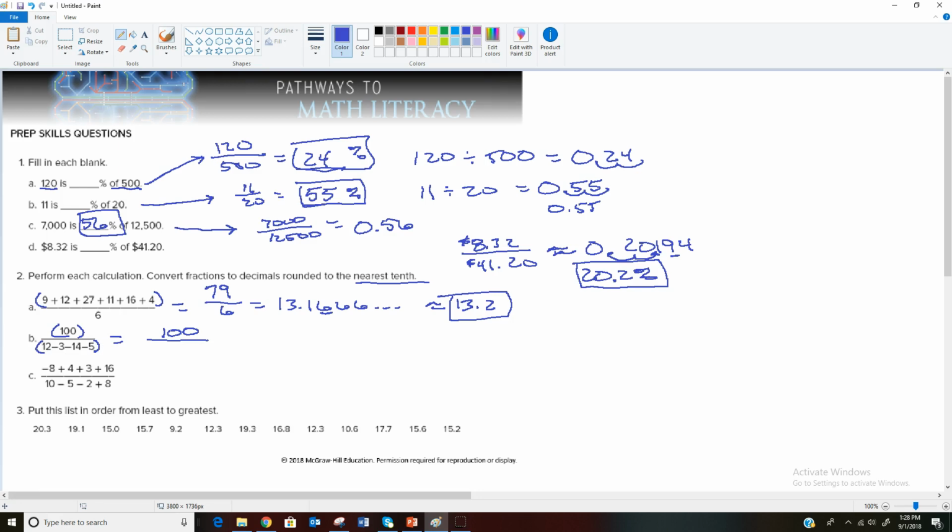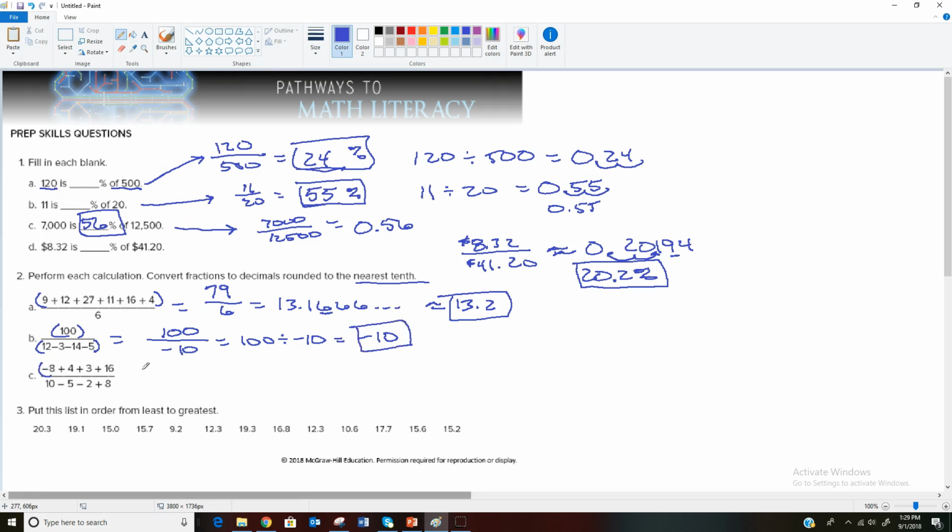This is 100 over this bottom number. If I take 12 minus 3, that gives me 9. 9 minus 14 gives me negative 5. And then minus 5 again, I get negative 10. So I actually get 100 divided by negative 10. If I type that in the calculator, 100 divided by negative 10 is negative 10. Since you have a positive divided by a negative, you're going to get a negative. So our final answer for this one is negative 10.